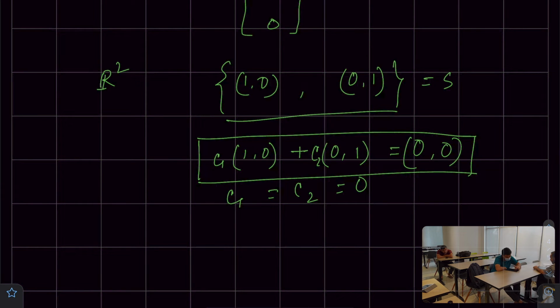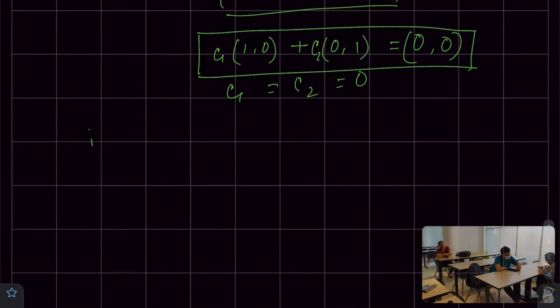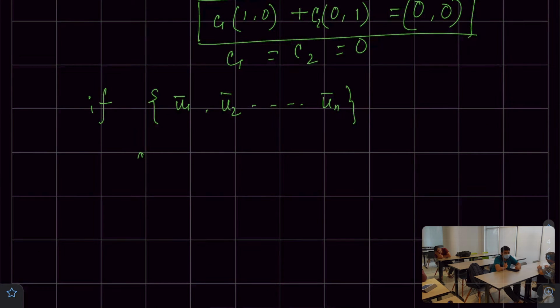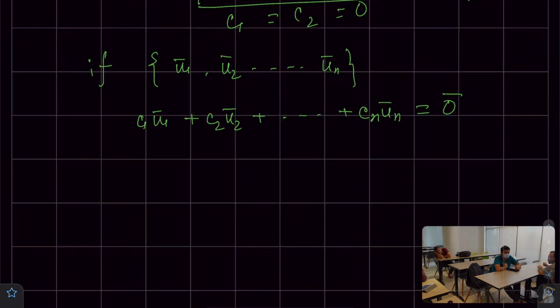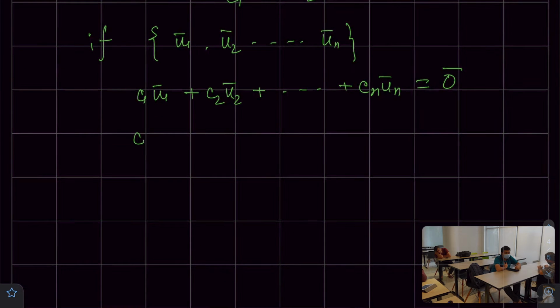The definition of linear independence is: if you have a set U1 vector, U2 vector, up to Un vector, and you take the linear combination C1 U1 vector plus C2 U2 vector plus up to Cn Un vector equal to the 0 vector, then this set will be linearly independent if C1 equals C2 equals Cn equals 0. This is the condition of linear independence.